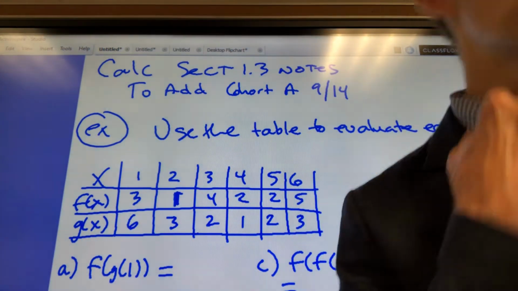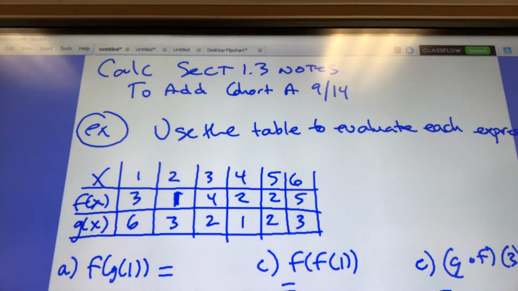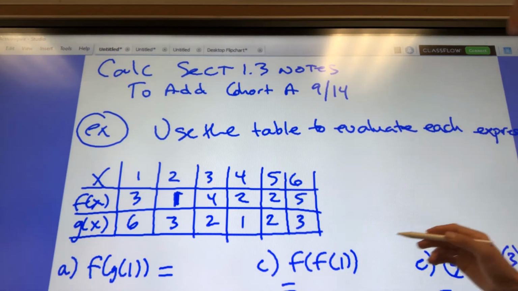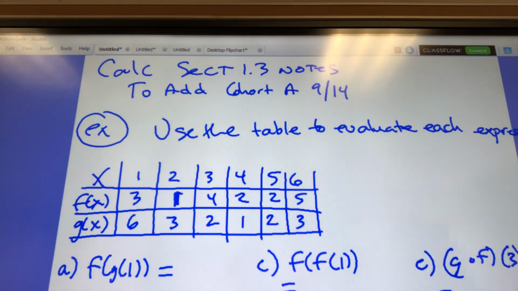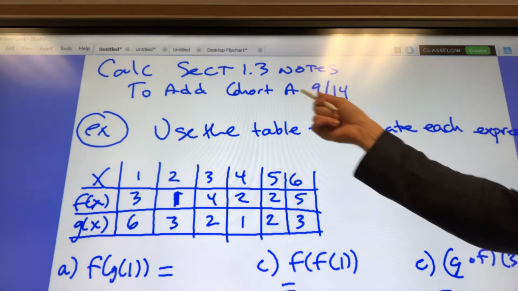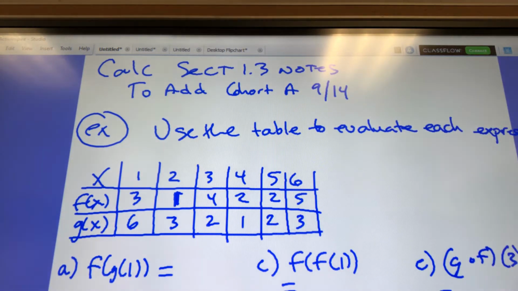All right, calculus. Welcome to the finishing touches for Cohort A for September 14th. Oh my gosh, I don't know why I can't say that word. Cohort A, that's a C-O, not G.